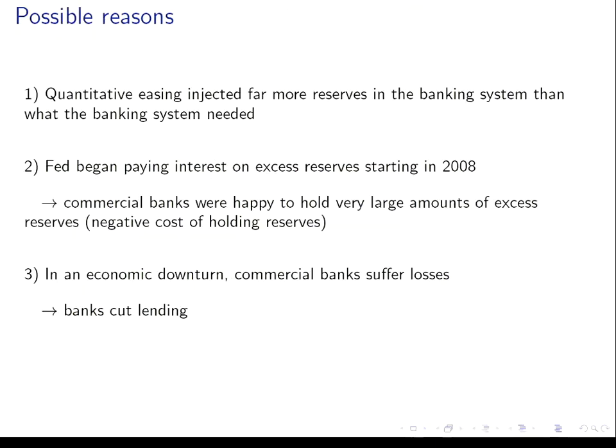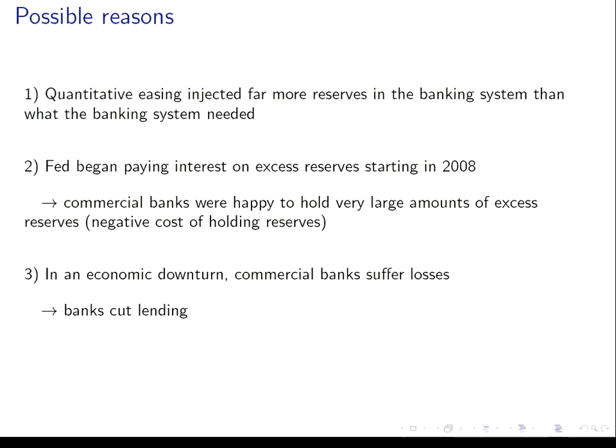So the first possible reason, obviously, is that quantitative easing, or QE, as it is often referred to, injected far more reserves into the banking system than what the banking system actually needed. That's what I meant by the idea that the money multiplier that we created earlier on, (1 + C) divided by (RR + E + C), is valid if you are making an increment of $100, but not if you're making an increment of $1 trillion. Things change when you're making that big an increase. Other ratios can change.